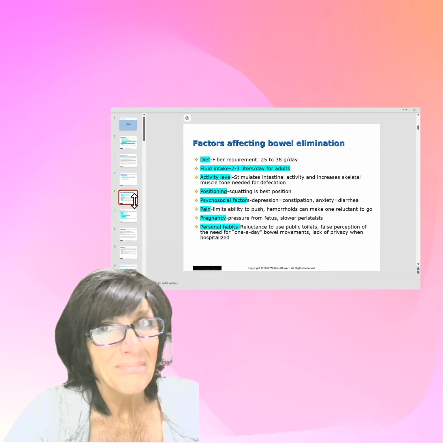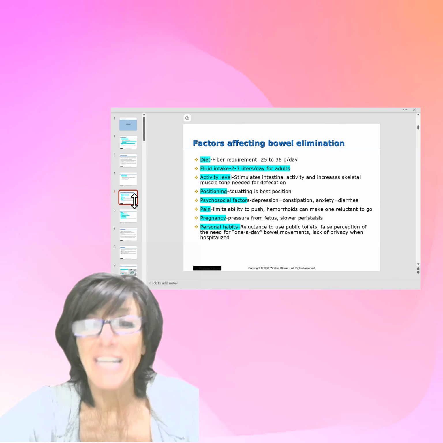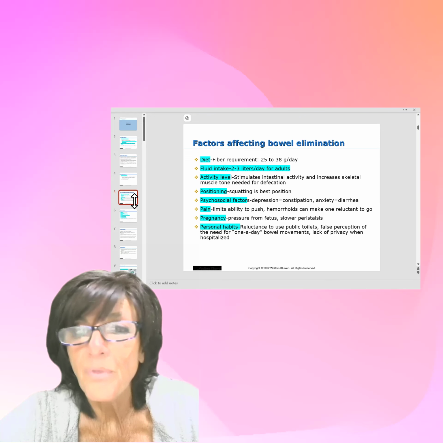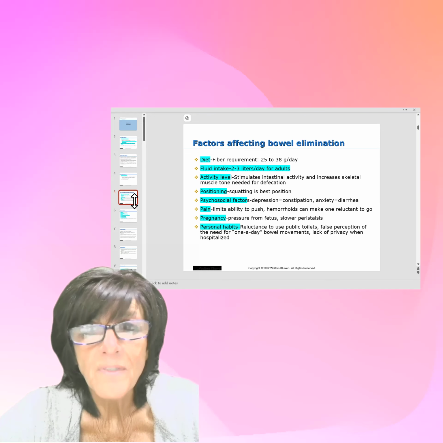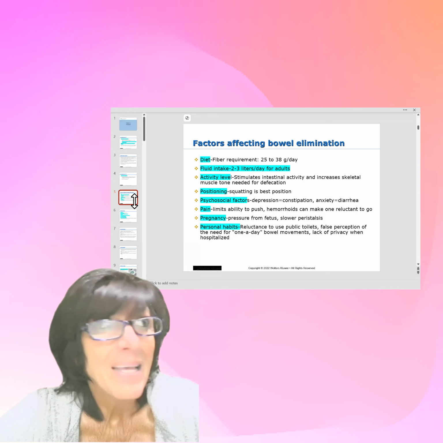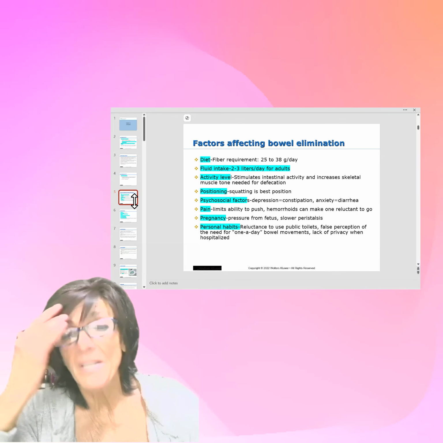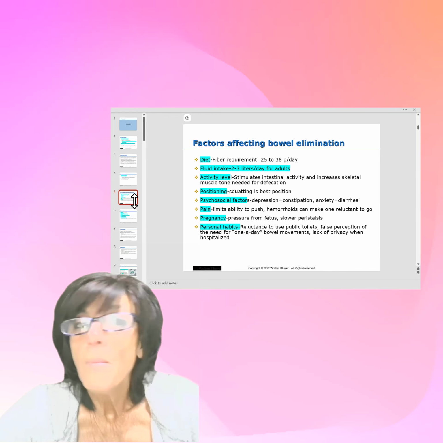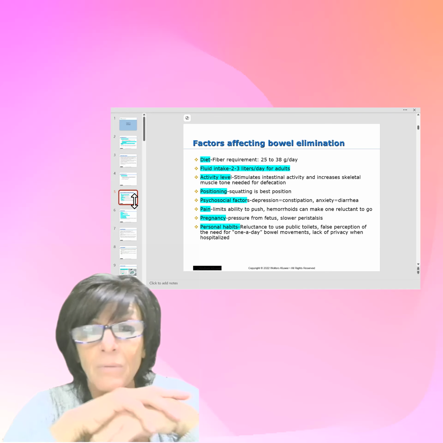How do you poop? Squatty potty. Squatting is the best position. It lets gravity help. Psychosocial factors can affect people's bowel movements too. Things like depression can cause constipation. Anxiety, nerves can cause diarrhea. If somebody's in pain, right, it limits their ability to push. Or if they have pain because of something like hemorrhoids, it's going to make them not want to go to the bathroom. Pregnancy, pressure because of the growing fetus slows peristalsis down.